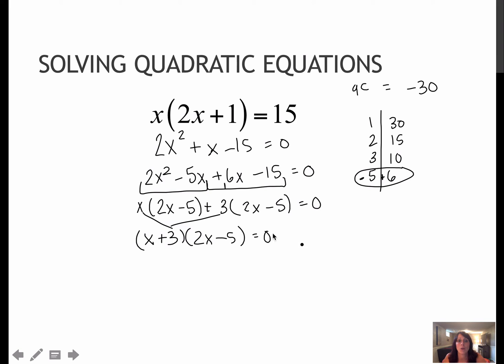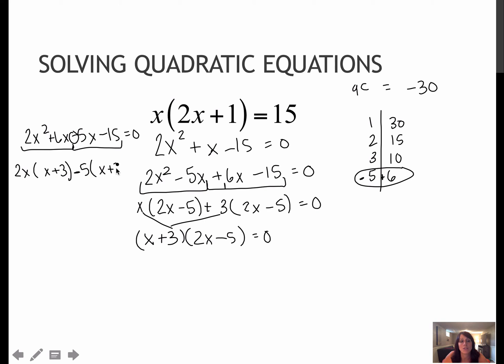I get the question then, what if I would have done this backwards and put the 6 first? So let's show you that real quick. I would have had 2x squared plus 6x minus 5x minus 15 equals 0. Again, I would factor by grouping. GCF here would be 2x, which would leave me with x plus 3. GCF here would be that minus from here, 5, and then x plus 3, because if I'm taking out a negative, that would make that positive. And then, of course, that would leave me with 2x minus 5, x plus 3, which is the same.